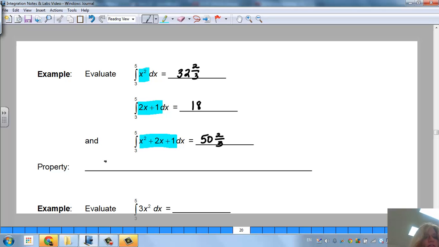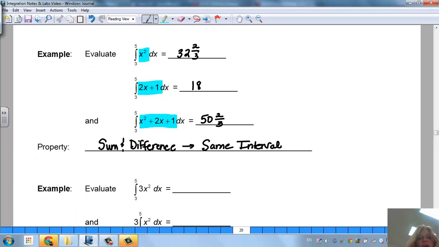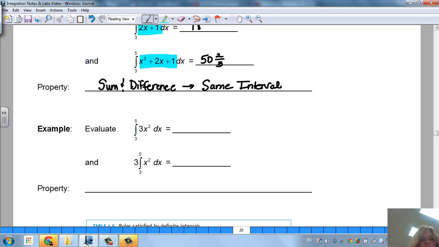Okay? This is called the sum and difference, and you can do this with integration as long as you have the same interval. Notice they're all 3 to 5. If you did that, you can take functions and combine functions and see where if you add them, you'll come up with a sum. If you subtract them, you'll come up with the difference. And that is another property of integration. Let's look at this one here, and then we'll kind of do a summary.